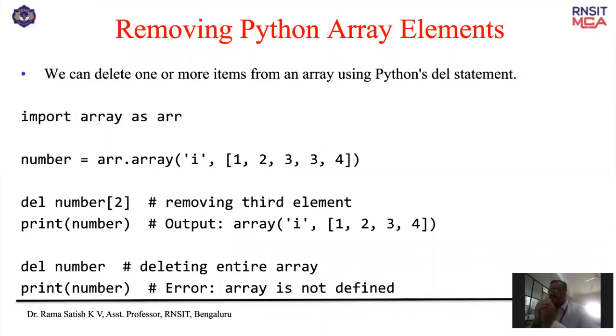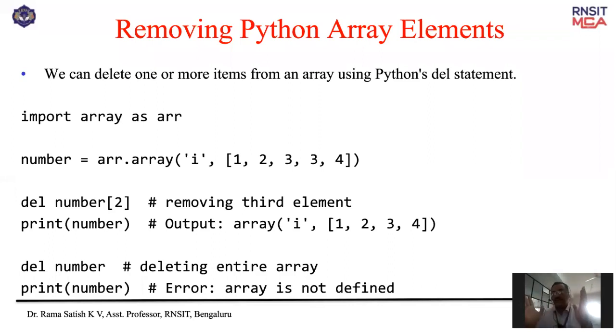Next concept is removing an array element. If you want to remove an array element, it is very simple. An array element can be removed by using the del command or del function. So del num of 2, what happens? The second element gets deleted. Del num, if you give just the array name, the entire array gets deleted from the memory.